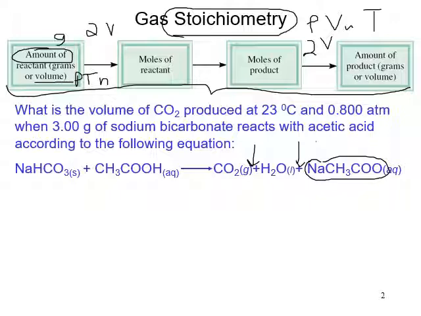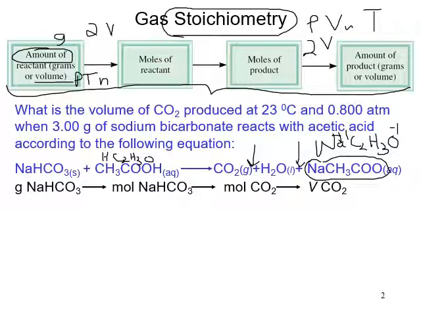You could also write acetic acid as HC2H3O2. And then when you write sodium acetate over here, it's NaC2H3O2. And remember, acetate is a -1 charge and sodium is +1. So anyway, let's do this problem. The question is, what's the volume of CO2 produced? So we know how many grams we're starting with, so we can go grams to moles using molar mass and moles to moles using a mole ratio. And then now that we know the number of moles, we can use PV equals nRT to get the volume.